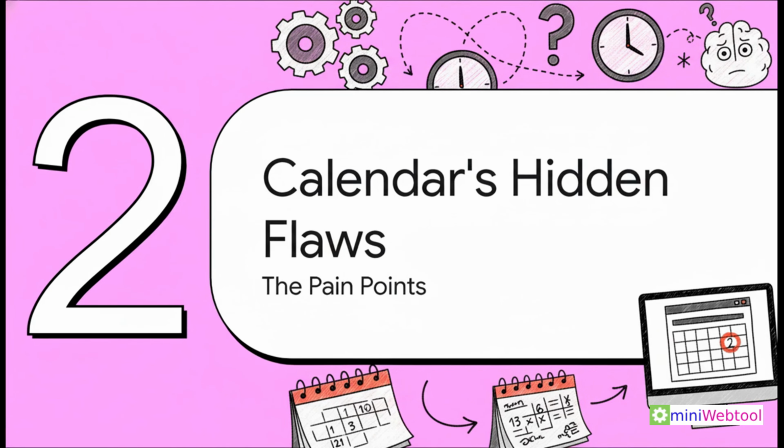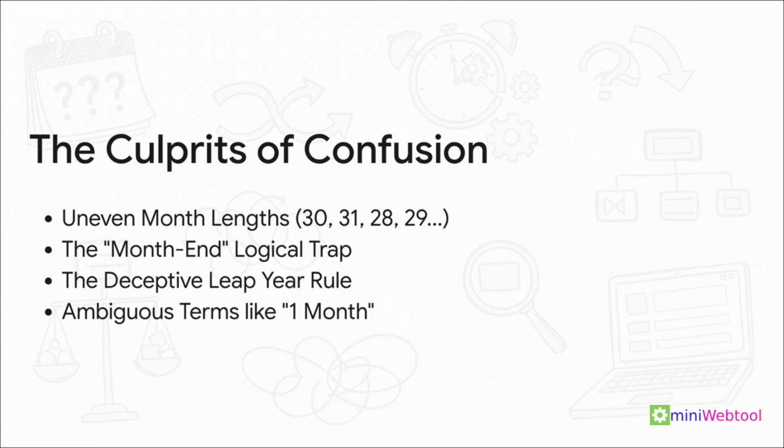Okay, so why is this so hard in the first place? Well, to get that, we need to look at the calendar itself. It wasn't designed by computer scientists, that's for sure. It's a system that's been cobbled together over centuries, modified by emperors and popes. It's not some clean, logical program. It's more like a messy historical document that we just happen to use to plan our entire lives. And these right here are the main culprits behind all our date calculating confusion.